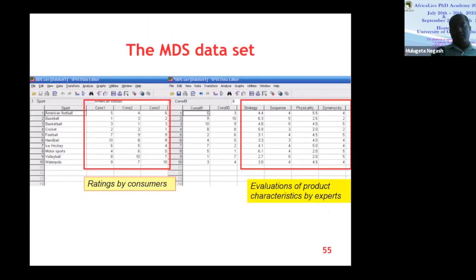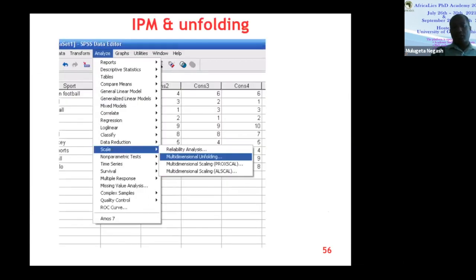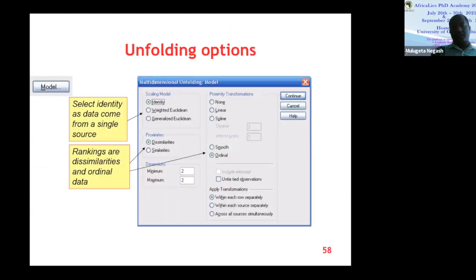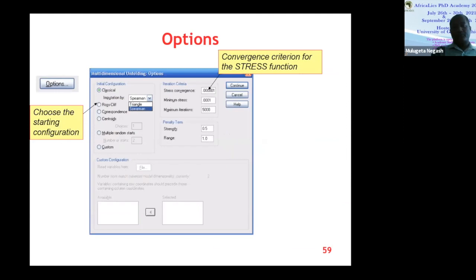And this is a multidimensional scaling procedure in SPSS. How to do it? I can attach the material. This is the unfolding option.